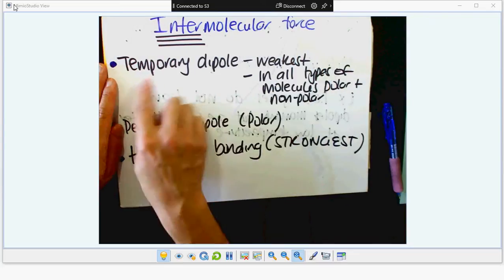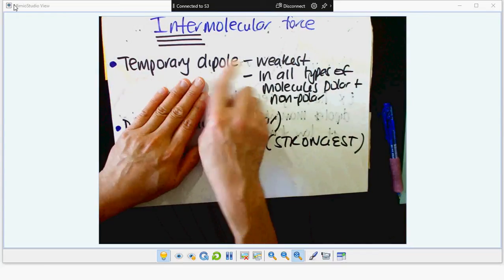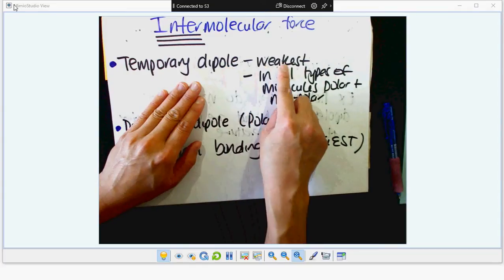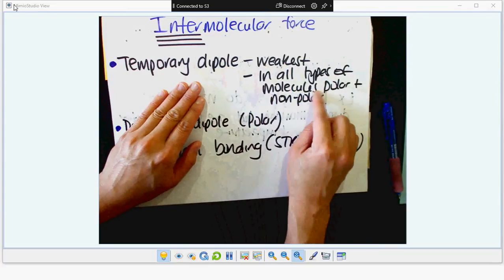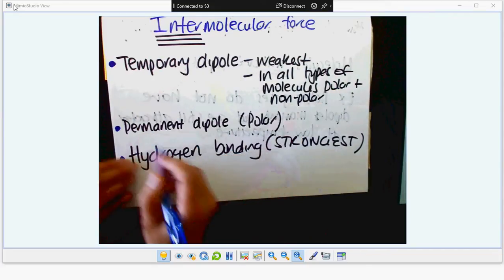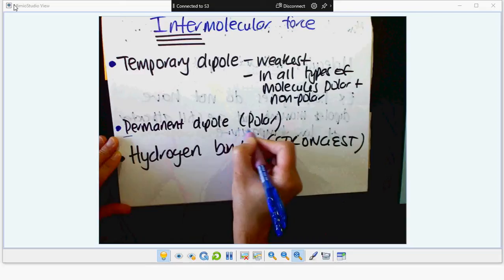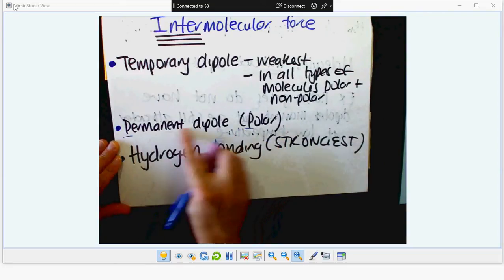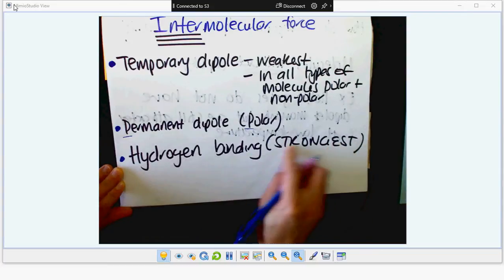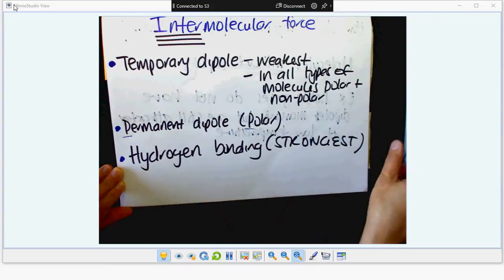The first one is temporary dipole. I'll go into what dipole means. Temporary dipole is the weakest, and it's in all types of molecules, so there's polar and non-polar. Permanent dipole, I try to think of this as the P and the P. Permanent dipole is only in polar molecules, and there's hydrogen bonding. This is the strongest of all the types of intermolecular forces.